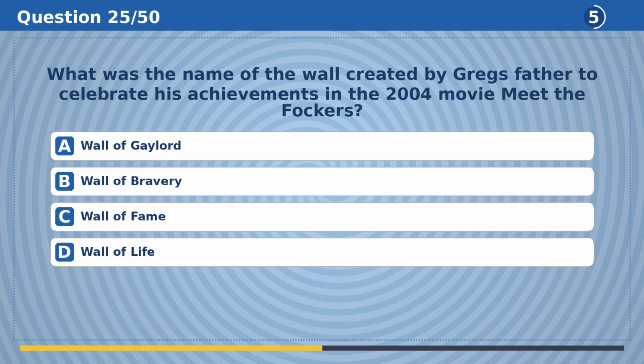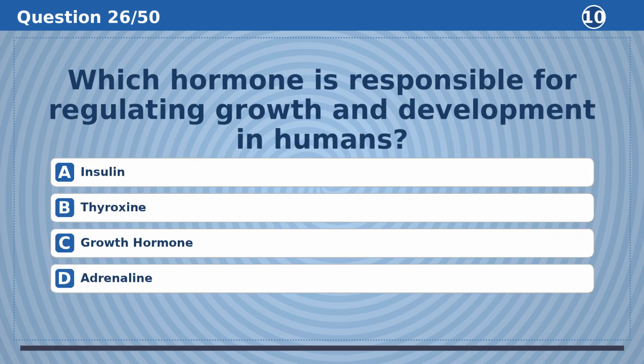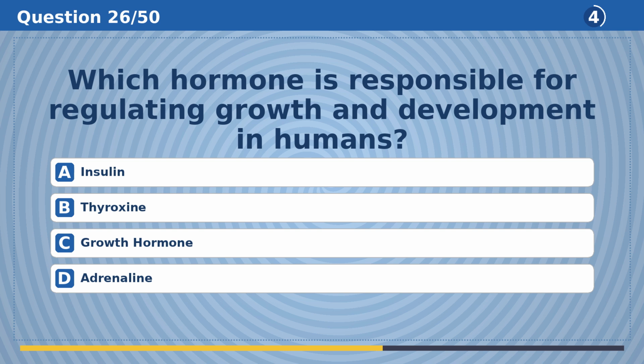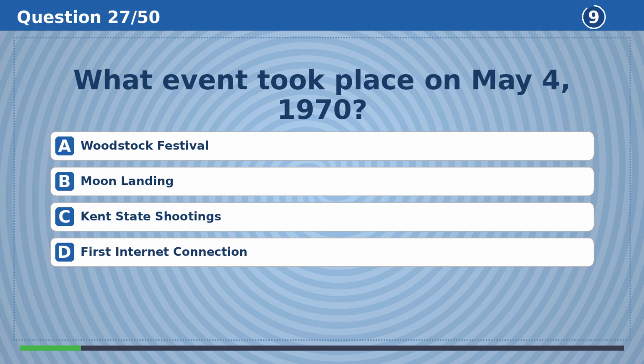What was the name of the wall created by Greg's father to celebrate his achievements in the 2004 movie Meet the Fockers? The answer is A, Wall of Gaylord. Which hormone is responsible for regulating growth and development in humans? The answer is C, growth hormone.